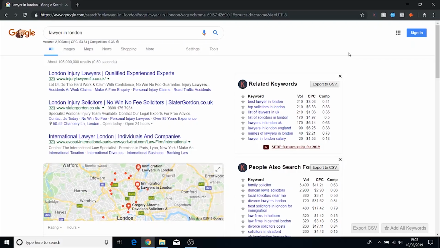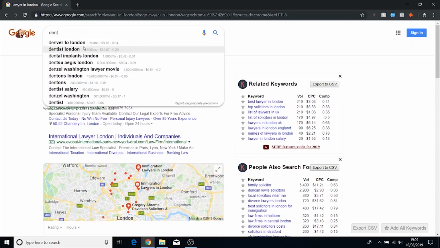Now I want to move on to a more easy local keyword to rank for. I haven't done any prior research for this video. This is completely live. So let's have a look. Let me just think of a simple keyword that we can go after. So rather than going after a keyword that's around the city, we can go after an area within a city. So dentist in Mayfair.